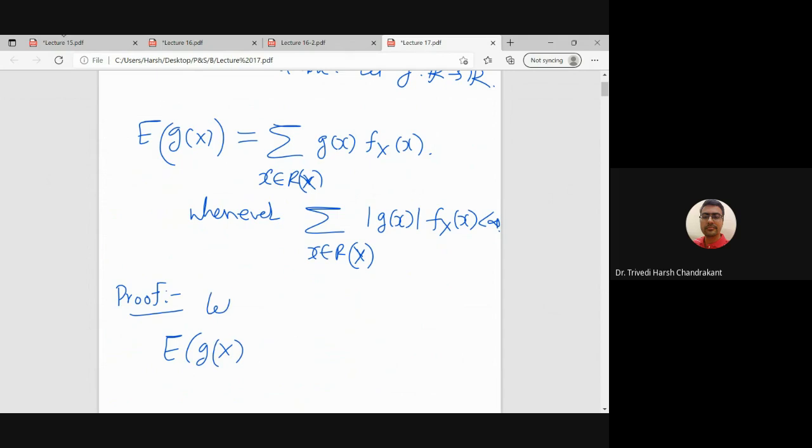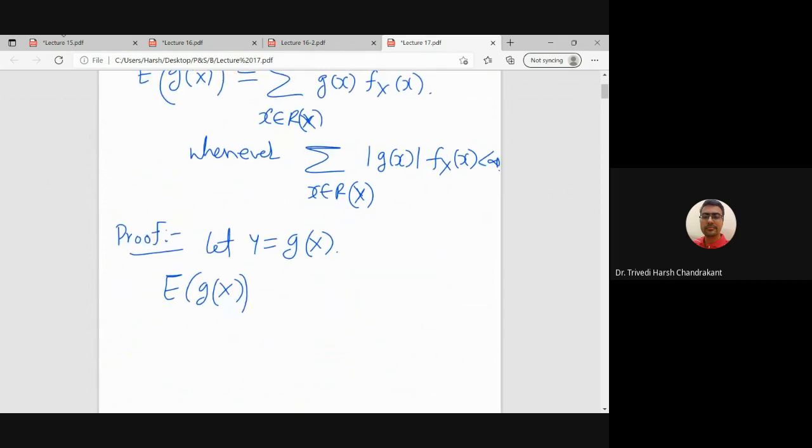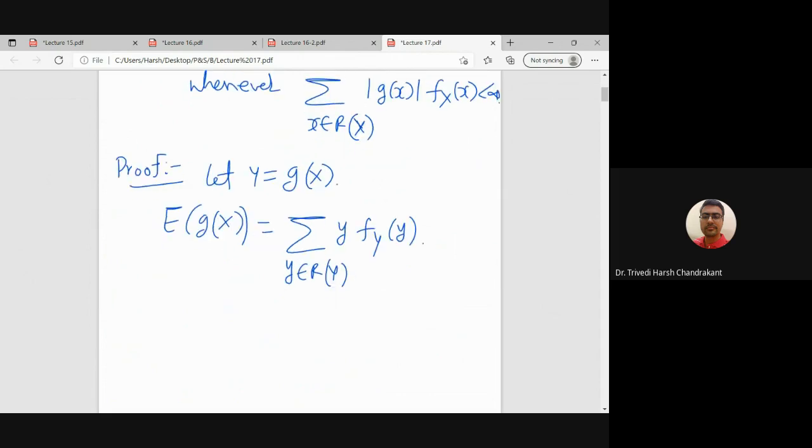So by definition, what is the expectation of g of x? Here capital Y is the new random variable g of x. So by definition of the expectation, what is this value? This value is the sum over all the possible values in the range of y, of y times f Y at y. Okay, so by definition of expectation, the expectation of this new random variable g of x is this quantity, right?